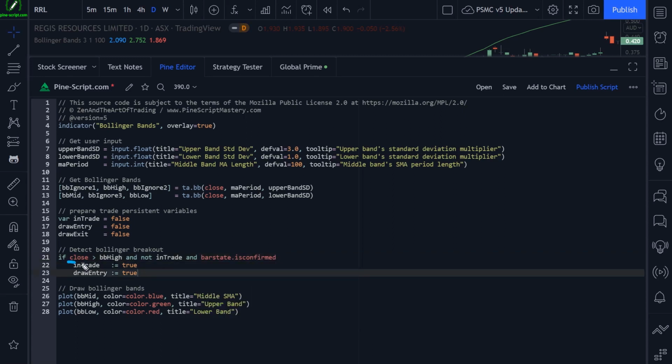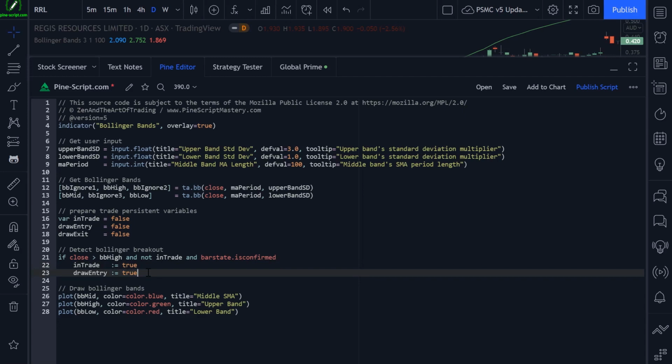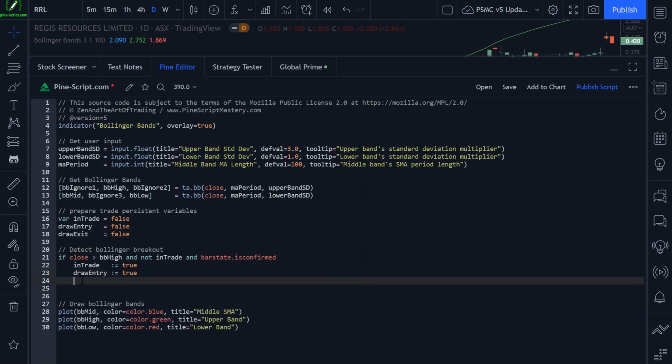So now we're saying if the current bar is above our upper band and we are not currently involved in a long trade and the bar state is confirmed, meaning it is on its final tick and in the process of closing and confirming the setup, then we set our flag booleans to true. And that's it. With that code, we are now detecting Bollinger Band breakouts. However, we are only going to detect one because this code checks if we are not involved in a trade. Once in trade is set to true on a var variable, it remains true until we override that, and we haven't overridden that yet. So we need to detect our sell signals next.